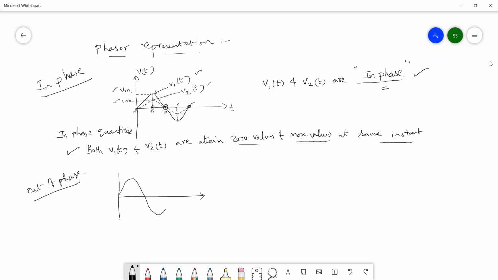Focus for 5 minutes only, very important. These 5 to 10 minutes are very crucial for the rest of your second unit. If you understand these 10 minutes, the remaining entire unit is very, very simple for everyone. I am assuring you, even without my lecture, you can prepare on your own if you understand this phasor representation.